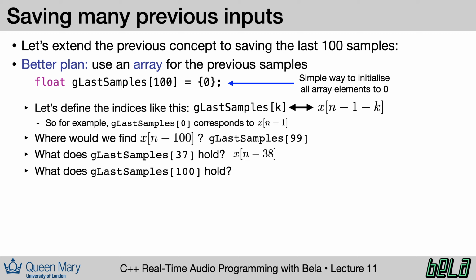What then do we find in gLastSamples of 100? This one is a trick question. There is no gLastSamples of 100. This is an array that has 100 elements in total, so the only valid indices are between 0 and 99.